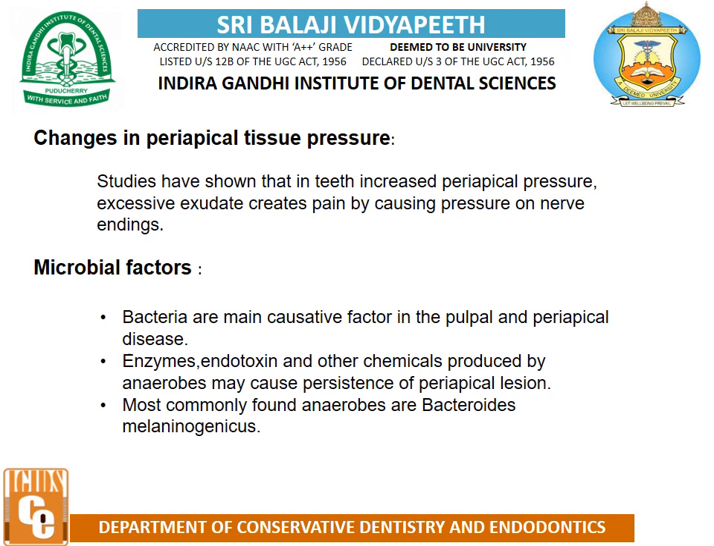The other mechanisms are changes in periapical tissue pressure. Studies have shown that in teeth with increased periapical pressure, excessive exudate creates pain by causing pressure on nerve endings. Microbial factors. Bacteria are the main causative factor in pulpal and periapical disease. Enzymes, endotoxin and other chemicals produced by anaerobes may cause persistence of periapical lesion. Most commonly found anaerobes are Bacteroides melaninogenicus.